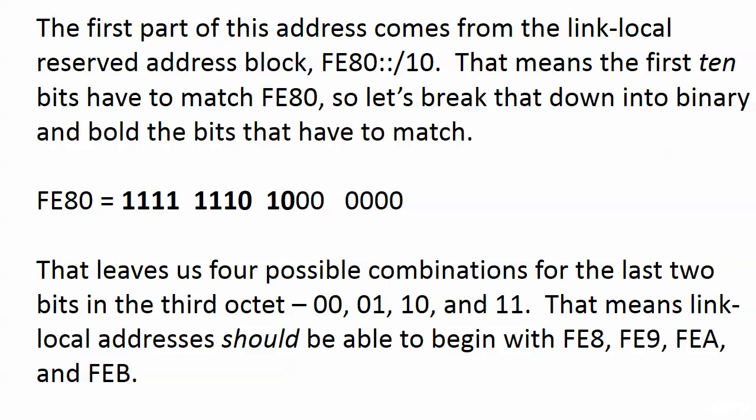So I've broken that down into binary, and the interesting thing here is that those last 2 values, the last 2 bits in the third block, we could come up with 4 different combinations there because those don't have to match the 10-bit mask. They're the 11th and 12th bits, so they don't have to match. And we could have 00, 01, 10, and 11. So theoretically, that means that link local addresses should be able to begin with FE8, 9, A, and B.